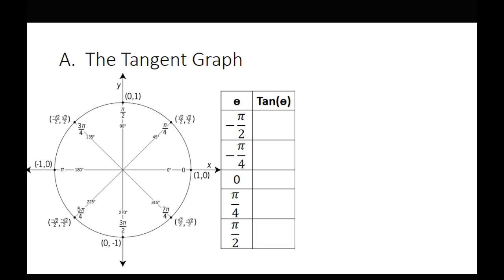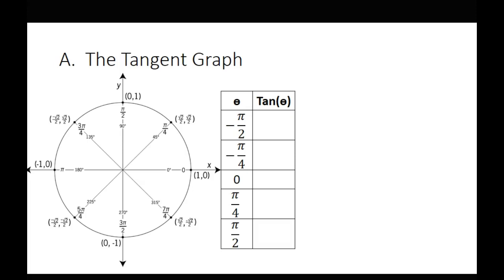We're going to do tangent. We're going to notice the angles are different. That's one of the differences. For sine and cosine, secant and cosecant, we've been using the same angles every time: 0, pi over 2, pi, 3 pi over 2, and 2 pi. That's a good set of angles to use for those because it completes one full cycle in that interval.